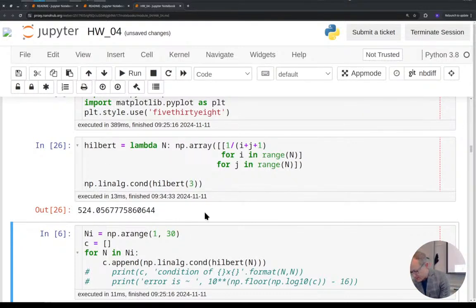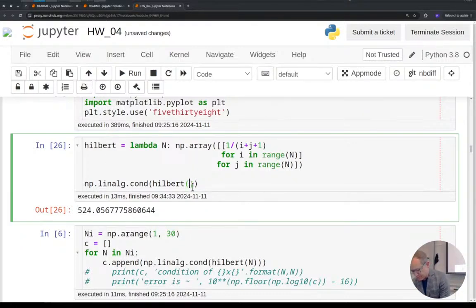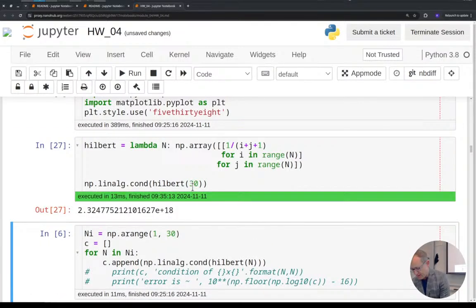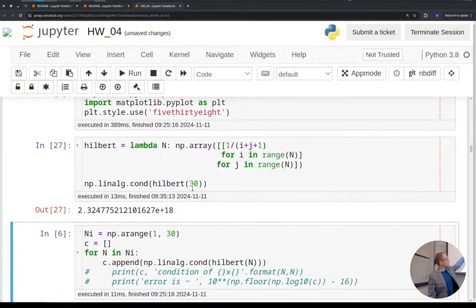Versus Hilbert matrix of 30 by 30. Now it's 10 to the 18. This is a very hard problem to solve, and for a computer, it's basically impossible. Like, you can't even trust the results that you're getting from the computer. That's a very large condition number.